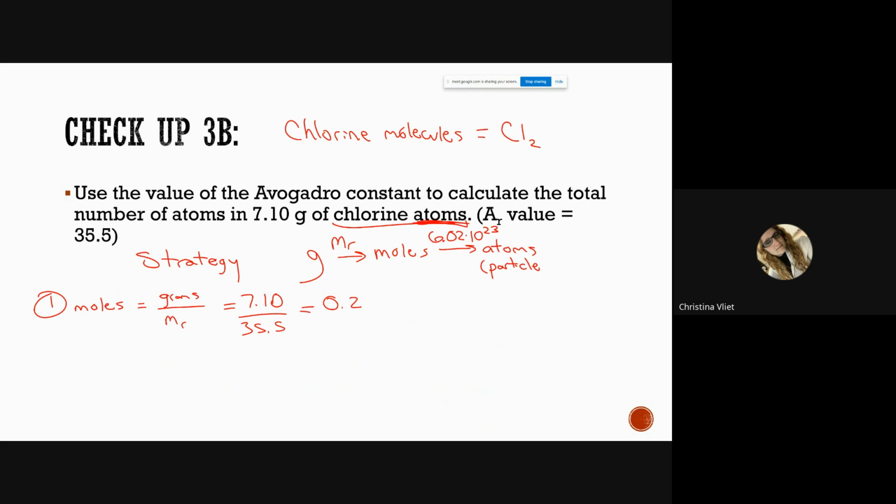So what's the next thing to do? This is my moles. What do we do next? How do we change moles to atoms? I'm going to use dimensional analysis, but you just have to recognize that if there's 6.02 times 10 to the 23rd atoms in a mole, you would be multiplying. I'm going to show the dimensional analysis just to show this is the way it's supposed to work, but you should just take 0.2 and multiply.